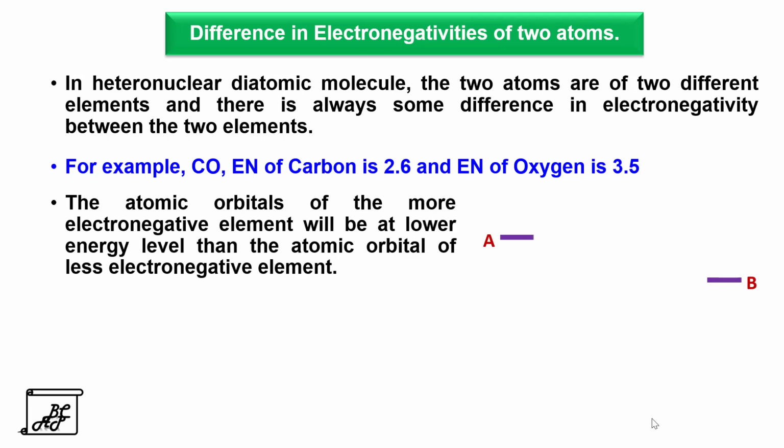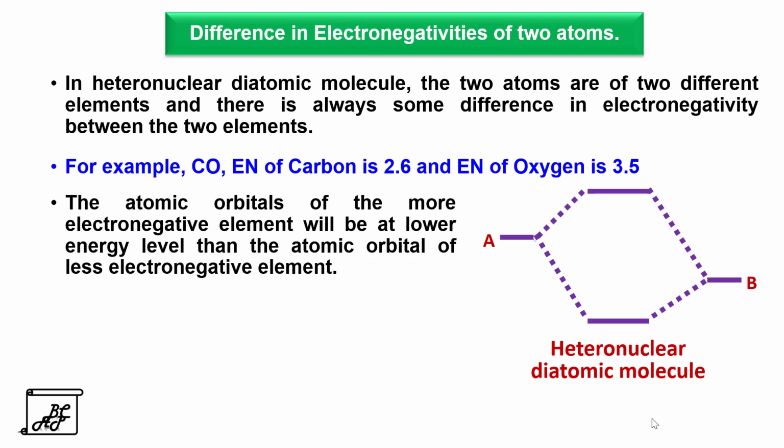In case of heteronuclear diatomic molecules, for example here A and B are the two atoms of which B is more electronegative. Therefore, atomic orbitals of B atom having more electronegativity will be at lower energy level than the atomic orbital of A. When these two atomic orbitals having different electronegativities combine with each other, two molecular orbitals will be formed as in the case of homonuclear diatomic molecule. The first is bonding molecular orbital and second is anti-bonding molecular orbital.